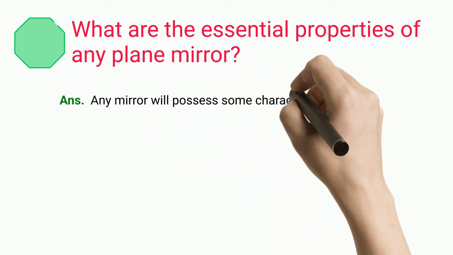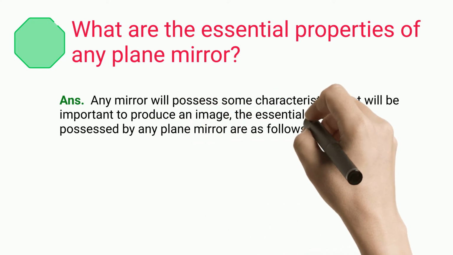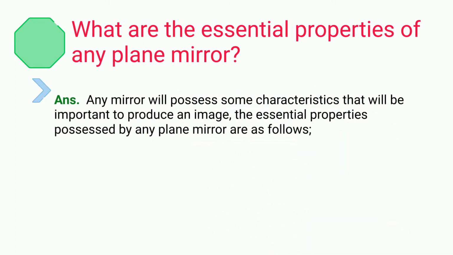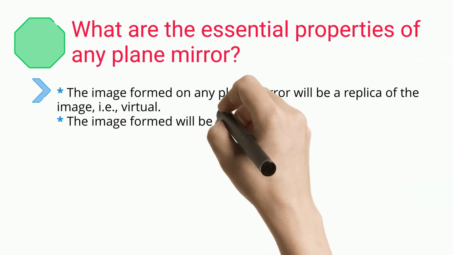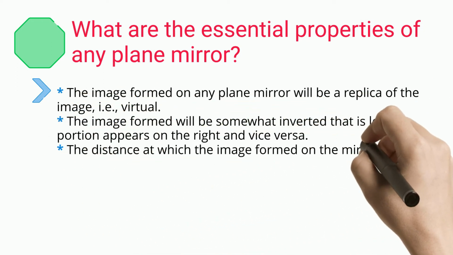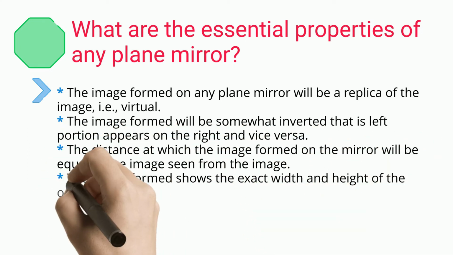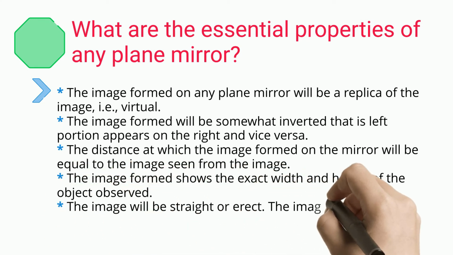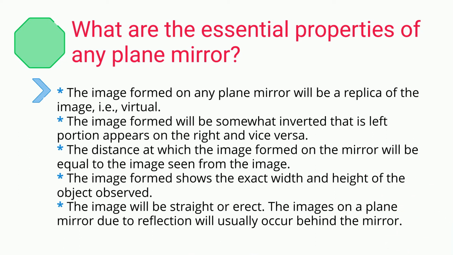Any mirror will possess some characteristics that are important to produce an image. The essential properties possessed by any plane mirror are as follows. The image formed on any plane mirror will be a replica of the object, i.e., virtual. The image formed will be laterally inverted, that is, the left portion appears on the right and vice versa. The distance of the image behind the mirror will be equal to the distance of the object from the mirror. The image formed shows the exact width and height of the object observed. The image will be straight or erect. The images on a plane mirror due to reflection will usually occur behind the mirror.